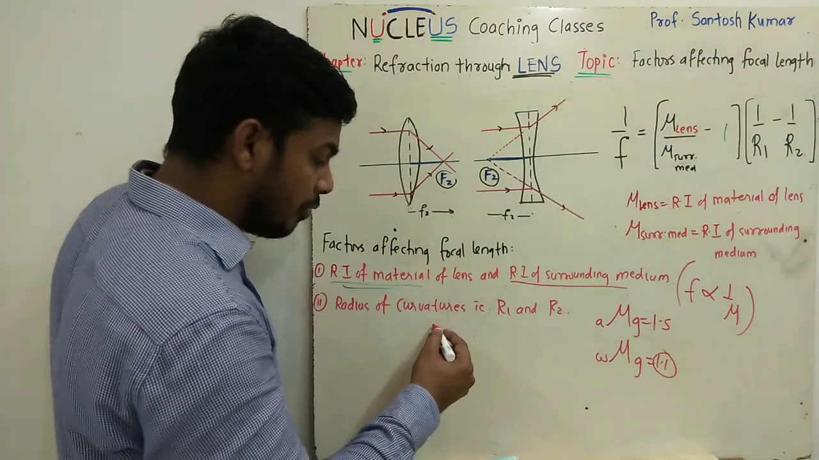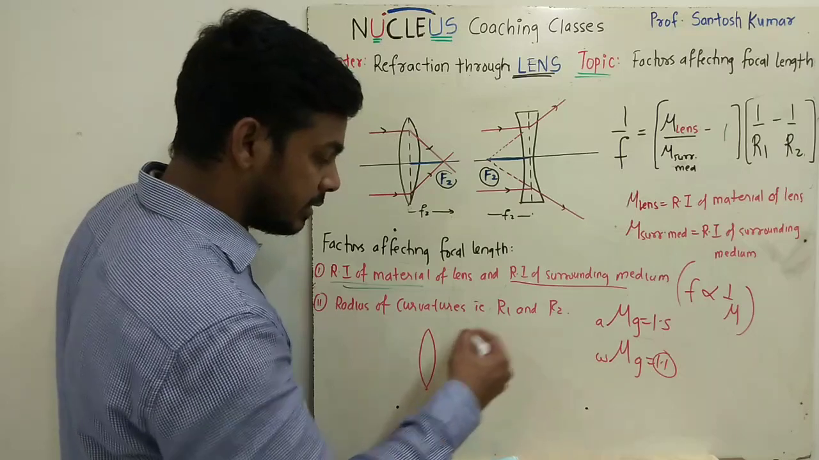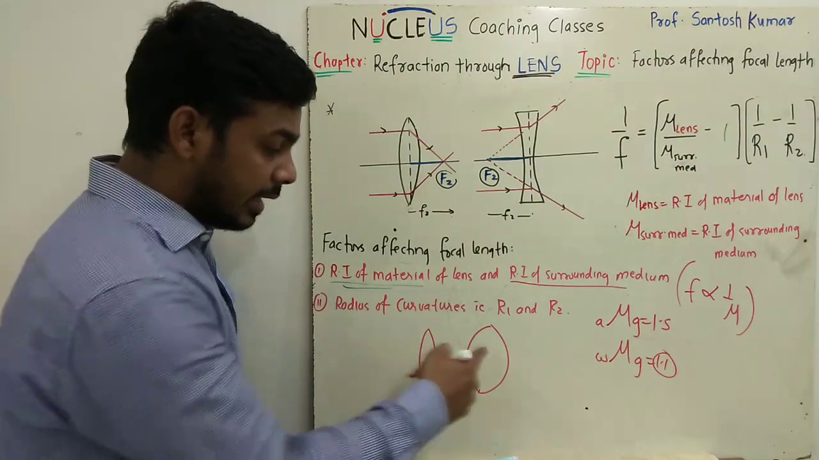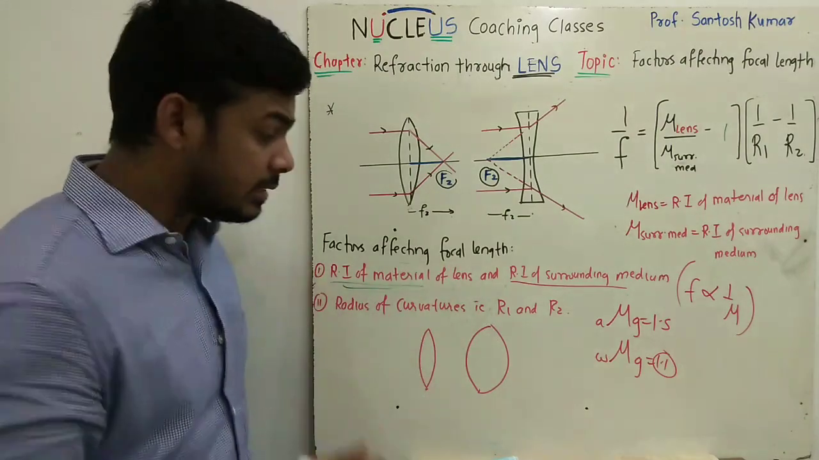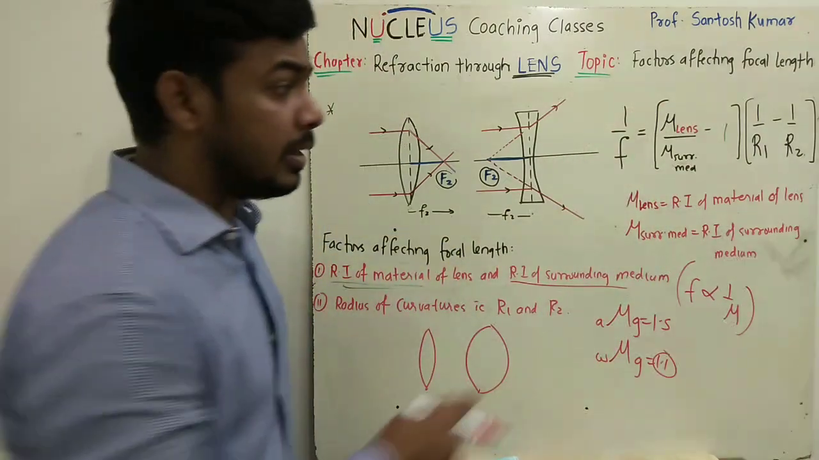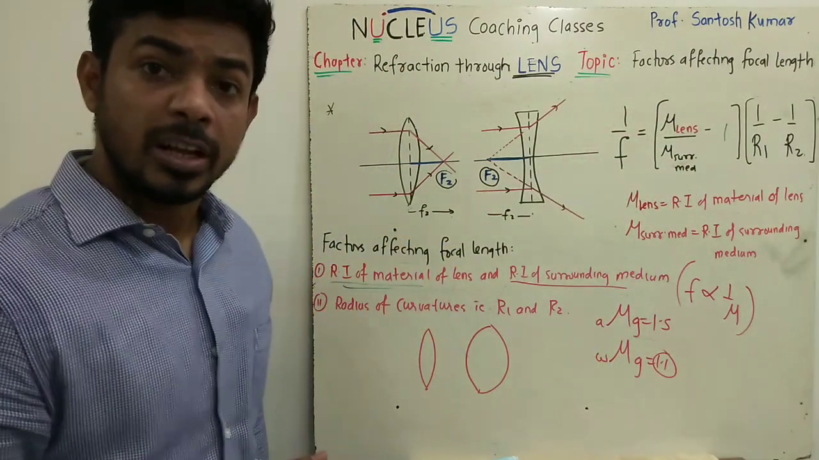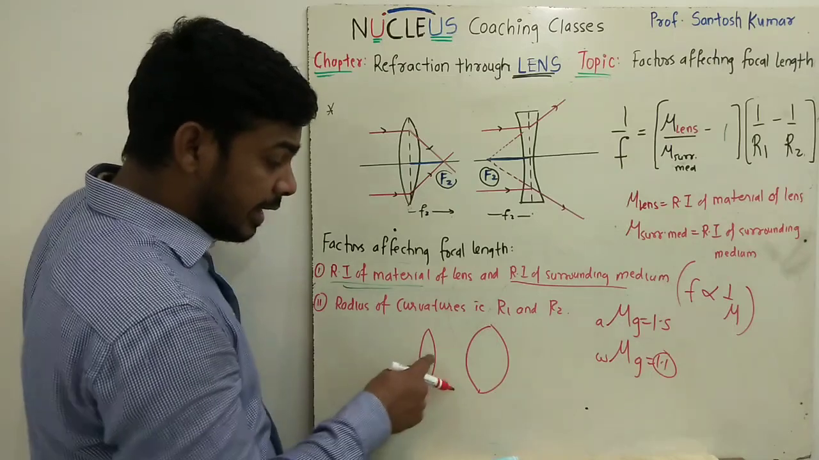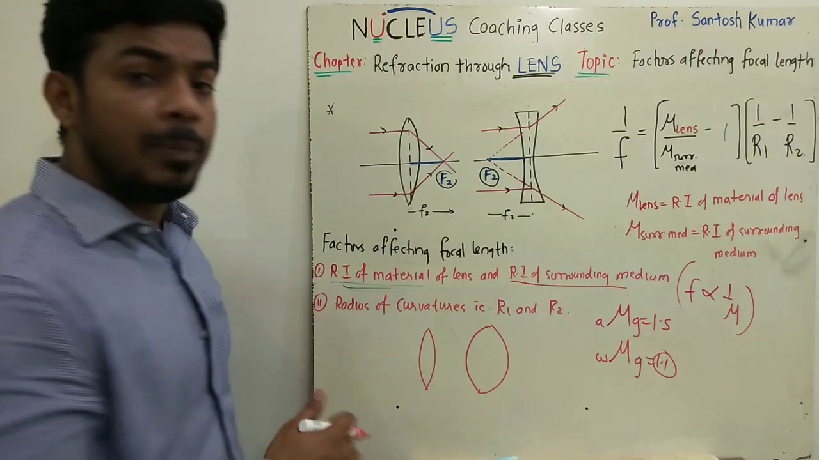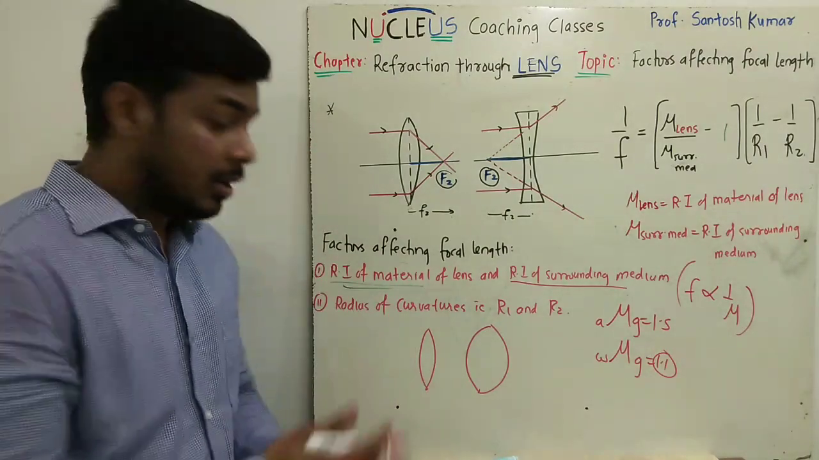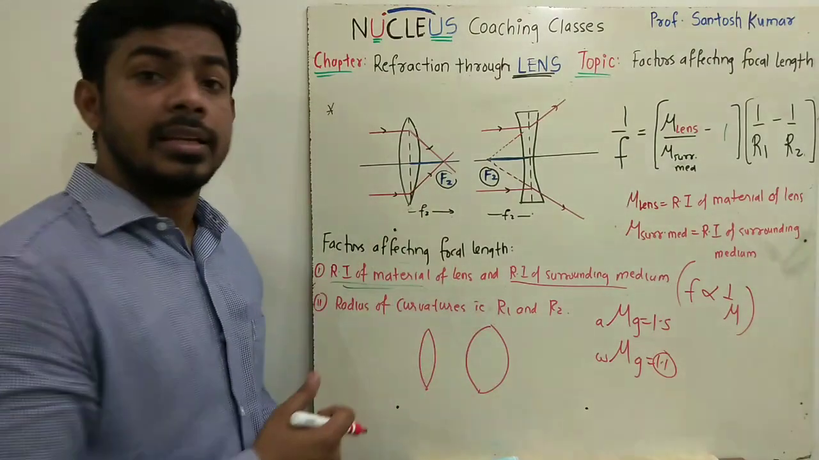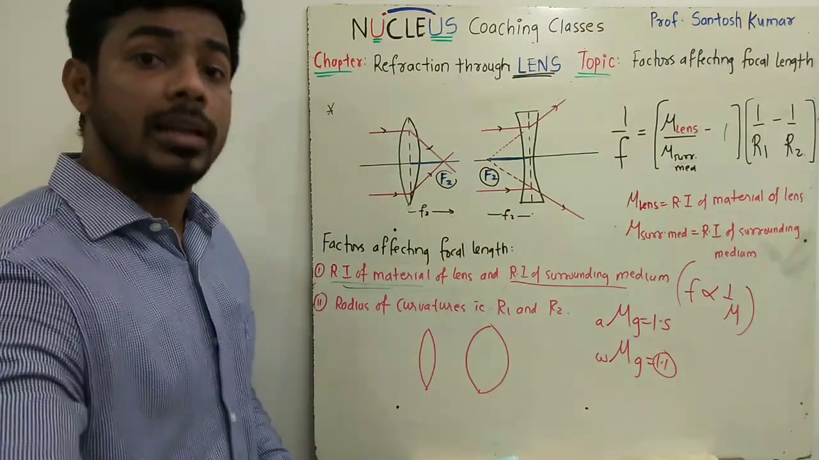If I have lenses of various shapes, say this is one lens and this is another lens, these two lenses are made of glass kept in air. So what is the same here is the refractive index of the lens and the refractive index of the surrounding medium. But these lenses are assumed to be parts of different spheres, so the radius of curvature will be different in both cases. So definitely these lenses will have different focal lengths.